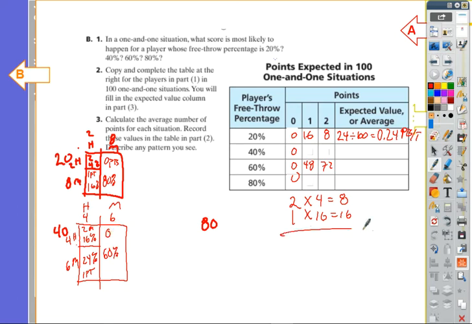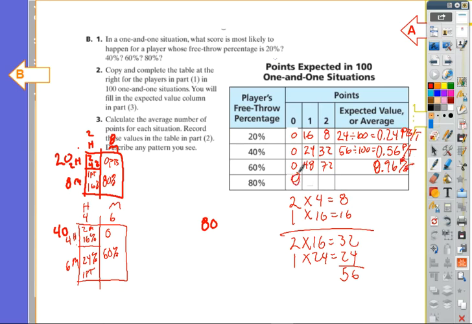So using our little method here, we have 2 times 16, which is equal to 32 points for the 2-point situation. 1 times 24 is 24. And so 24 plus 32 is going to be 56. Divided by 100 is 0.56 points per trip. We already figured this one out, which was 0.96 points per trip.